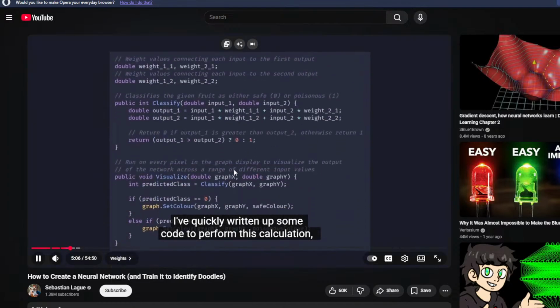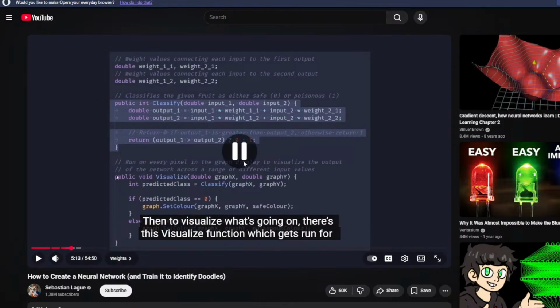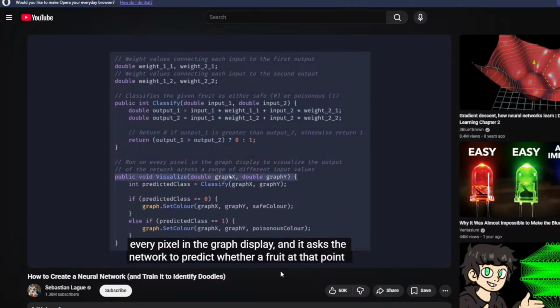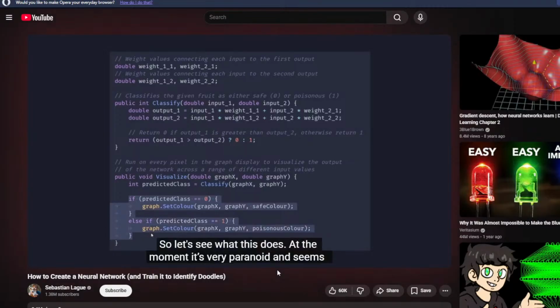So let's keep watching. I've written some code to perform this calculation, which you can see in the classify function over here. Then to visualize what's going on, there's this weight values connecting each input to the first output. This is just doing the calculation that we already know, no bias, and then it's returning. Visualize function, which gets run for every pixel in the graph display, and it asks the network to predict whether a fruit at that point would be considered safe or poisonous, and then colors the graph accordingly. So let's see what this does.